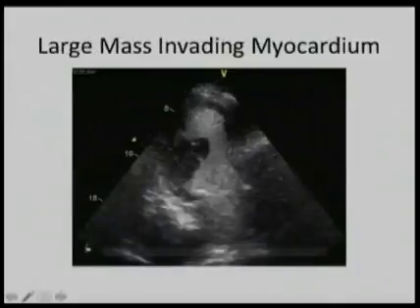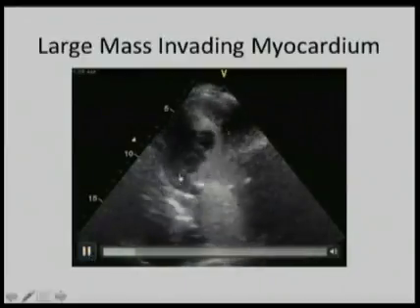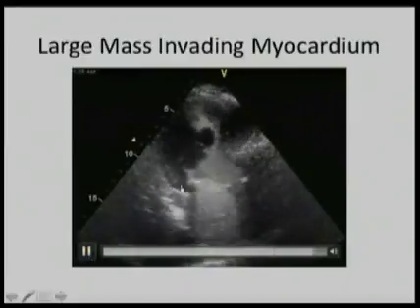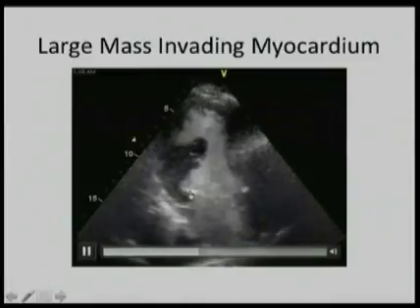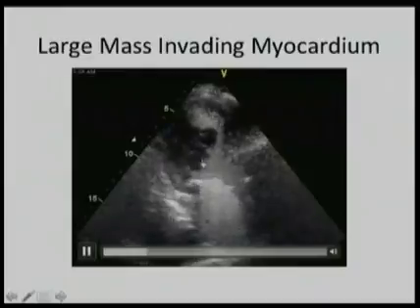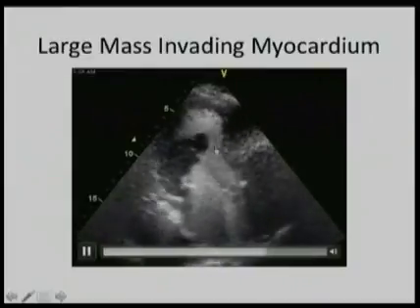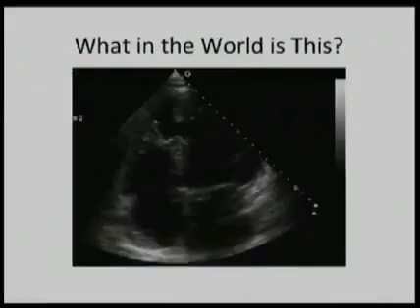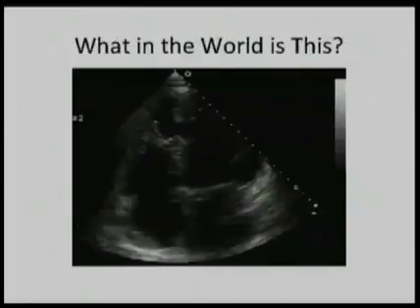So we give contrast, and I think you can see quite readily here that there's a mass, and that it destroys the normal endocardial border back in this posterolateral region. And when you see a mass that destroys tissue boundaries, it's usually a malignant mass. This turned out to be a sarcoma, actually an angiosarcoma of the heart.